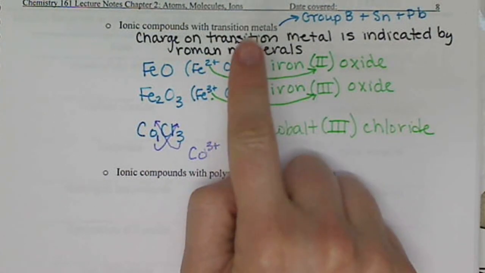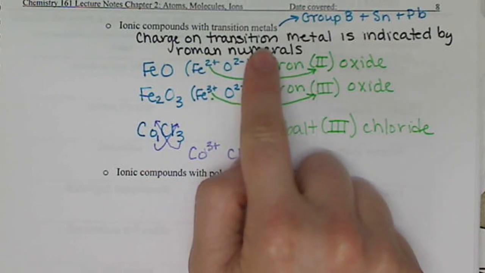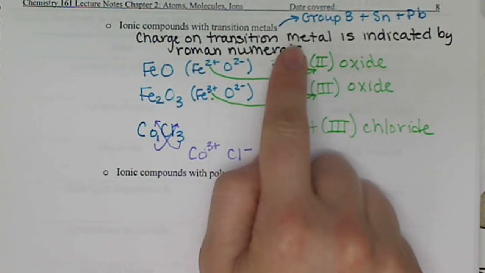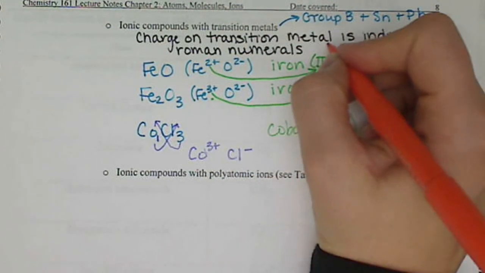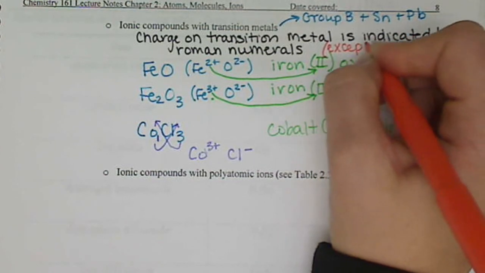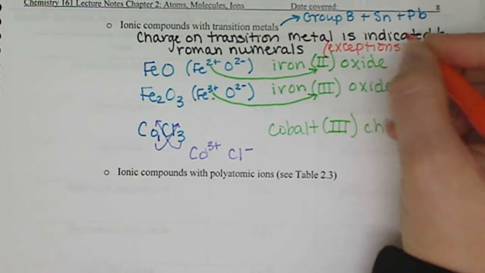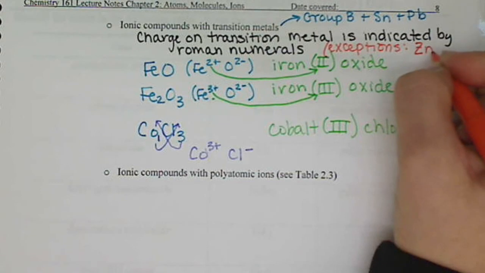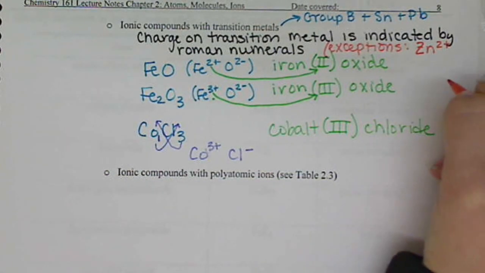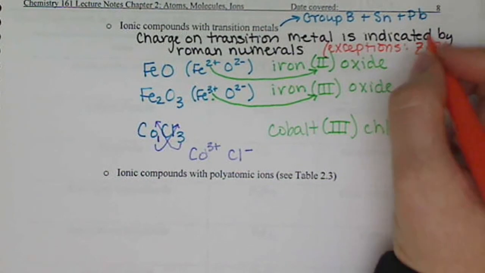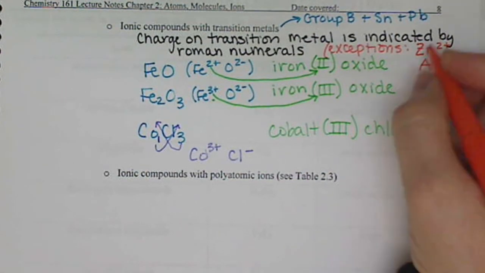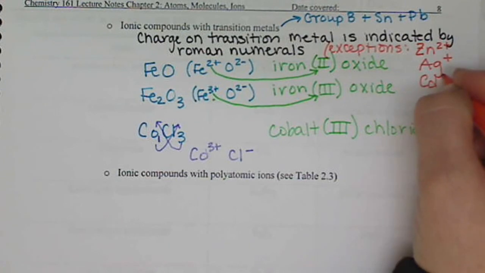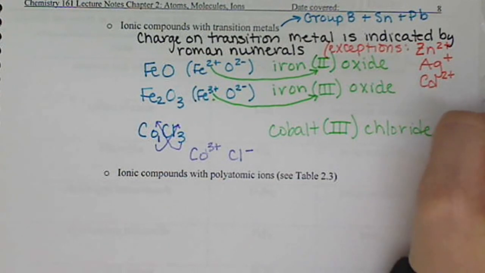All right, the exceptions to this: we have 3 transition metals that only do 1 charge. They don't do multiple charges. And that is zinc, which is always a 2+, so it's just zinc. That's its name. It doesn't need a Roman numeral 2. Silver is always a +1. And cadmium, Cd, is 2+.